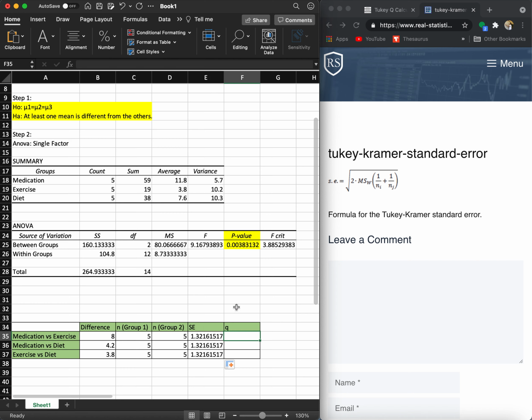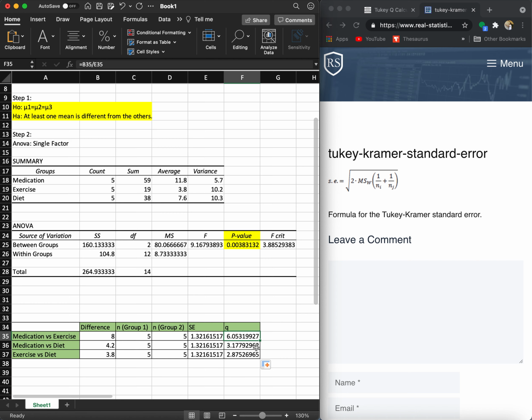So how do we get the value for the Tukey Q statistic? That is going to be your difference divided by your standard error, which is the same for all cases. So we just click on return and then bring them all down here. We can see that the Q statistic for medication versus exercise is 6.05. The Q statistic for medication versus diet is 3.17. The Q value for exercise versus diet is 2.87.